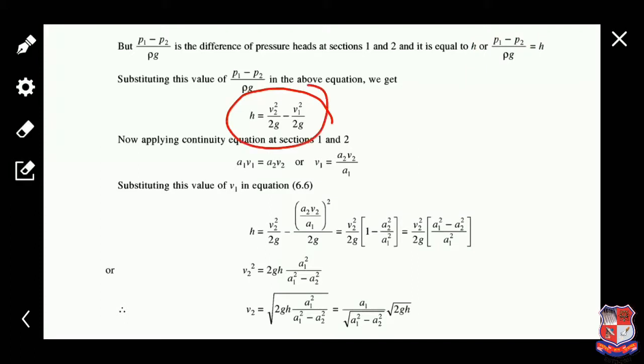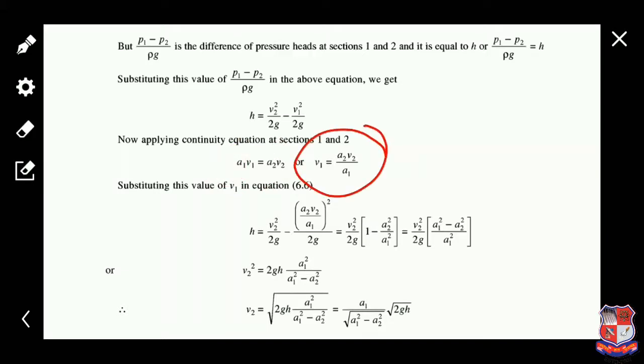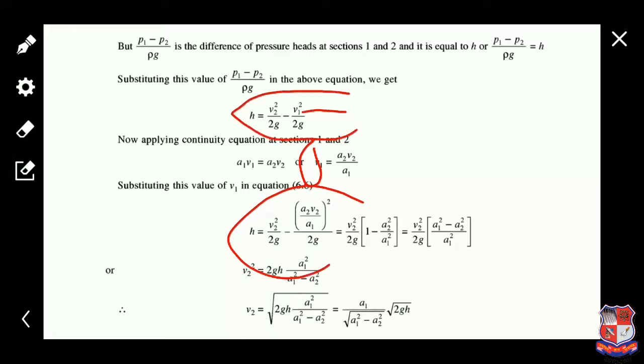So the equation is written in the form h = V2²/2g − V1²/2g. Now we apply the continuity equation at section 1 and section 2. The continuity equation states that A1V1 = A2V2. So we get the value of V1 from the continuity equation: V1 = A2V2/A1. Now put the value of V1 into this equation.